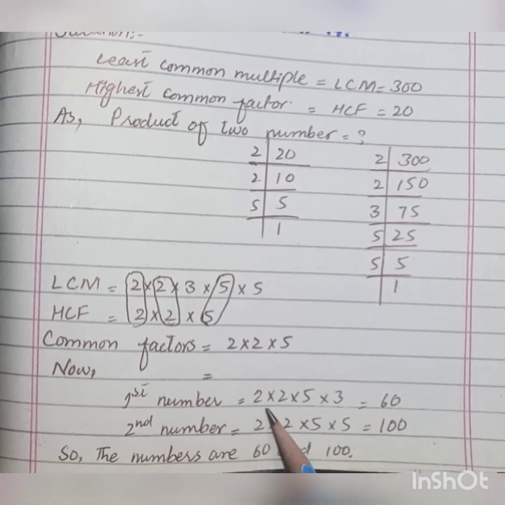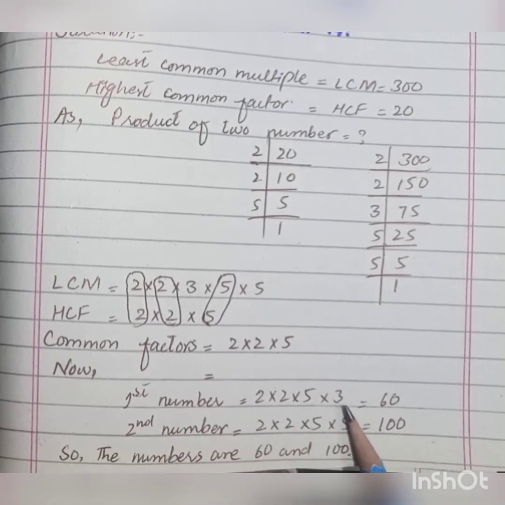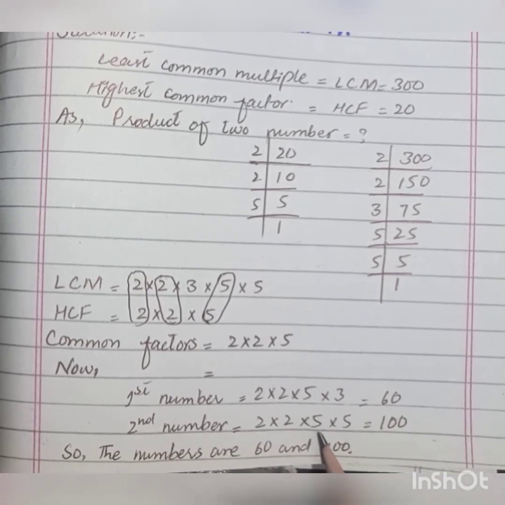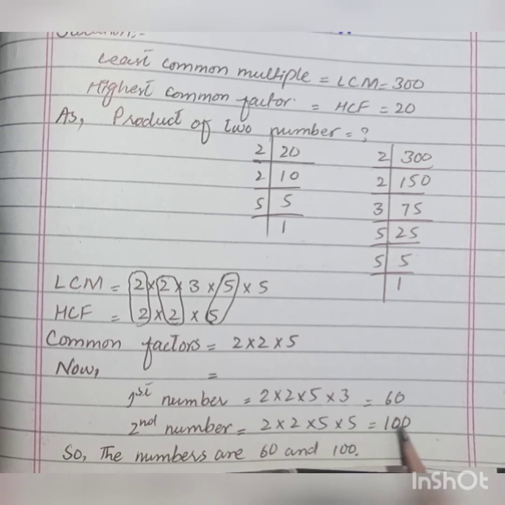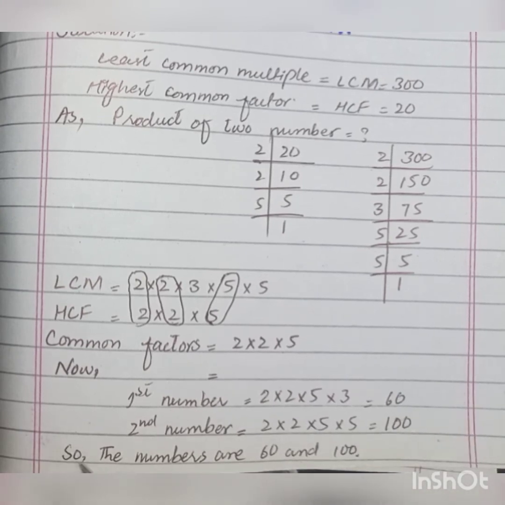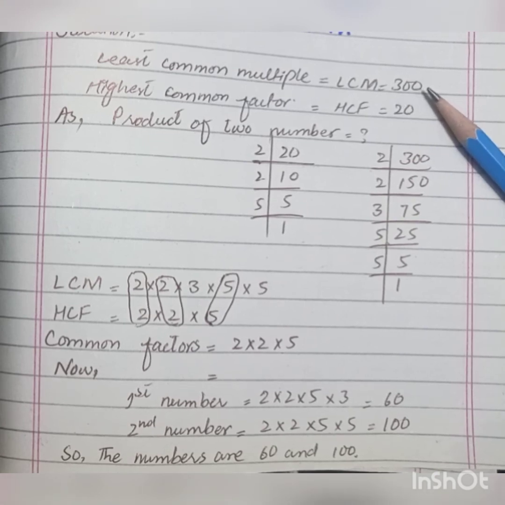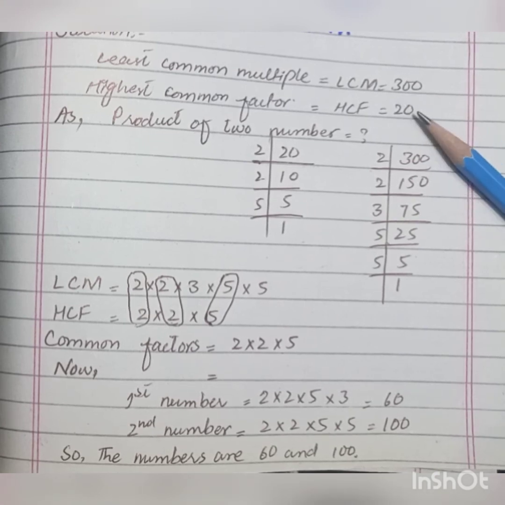So the first number is equal to 2 multiplied by 2 multiplied by 5 multiplied by 3, and the answer is 60. The second number is equal to 2 multiplied by 2 multiplied by 5 multiplied by 5, and the answer is 100. So students, the numbers are 60 and 100. It means the product of two numbers is equal to 20 multiplied by 300, and these numbers can also be mentioned.